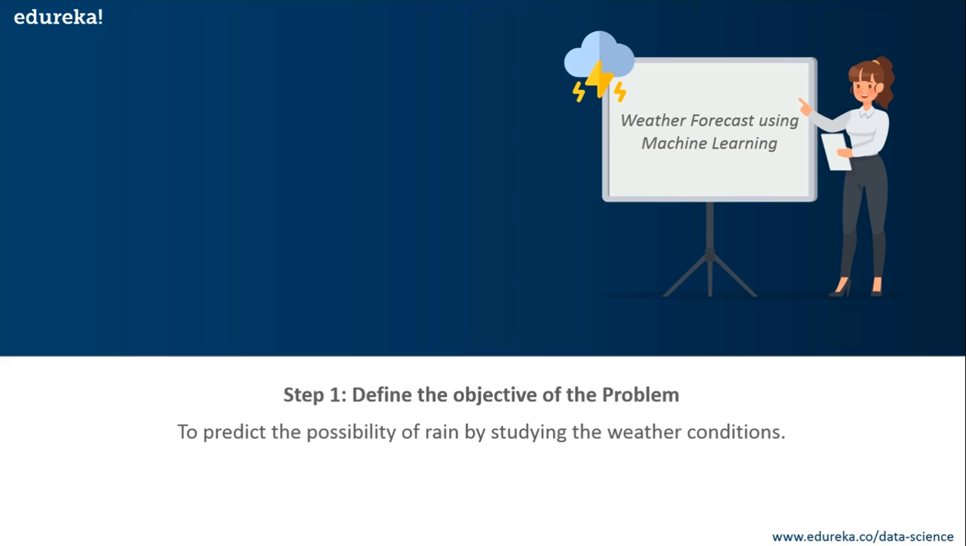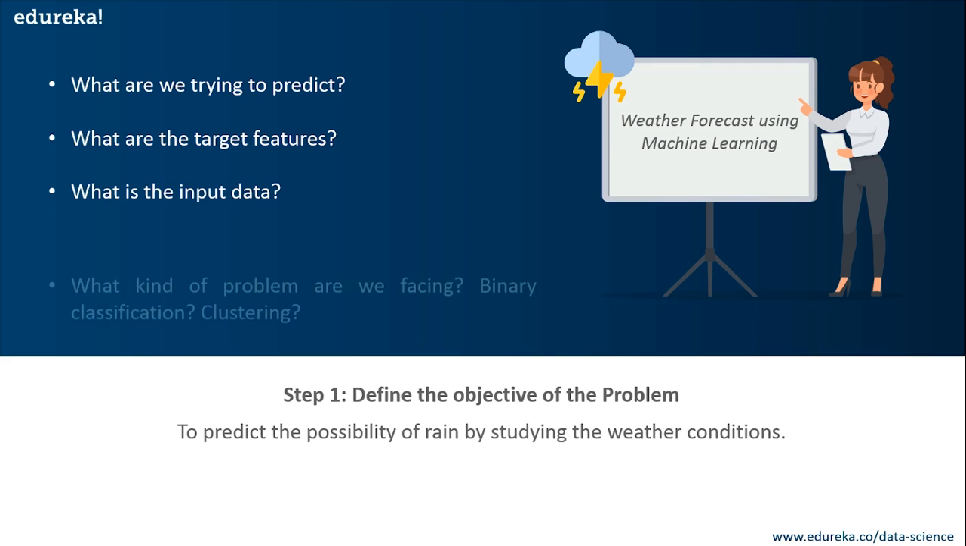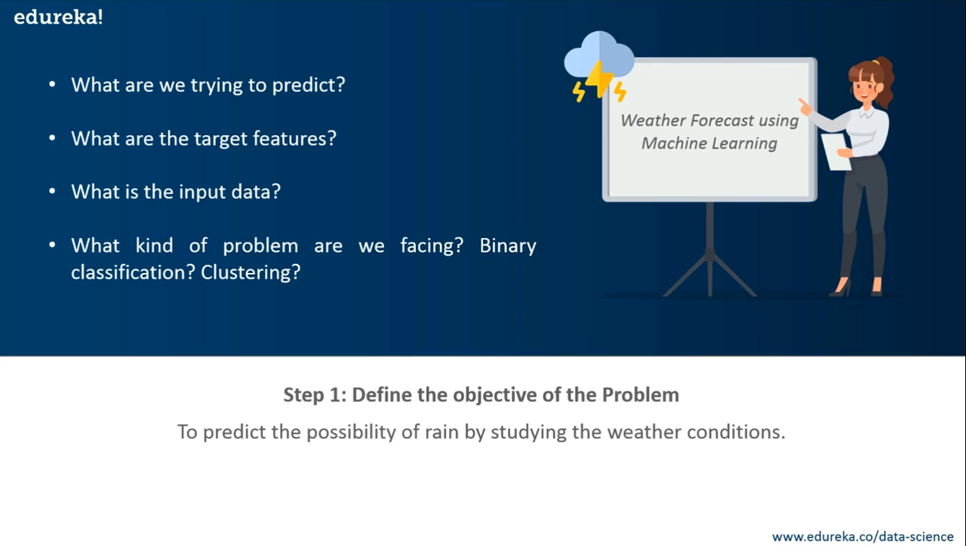A few questions that are worth asking during this stage are: what are we trying to predict? What are the target features or what are the predictor variables? What kind of input data do we need? And what kind of problem are we facing? Is it a binary classification problem or is it a clustering problem? Now, don't worry if you don't know what classification and clustering is. I'll be explaining this in the upcoming slides. So guys, this was the first step of a machine learning process, which is define the objective of the problem.